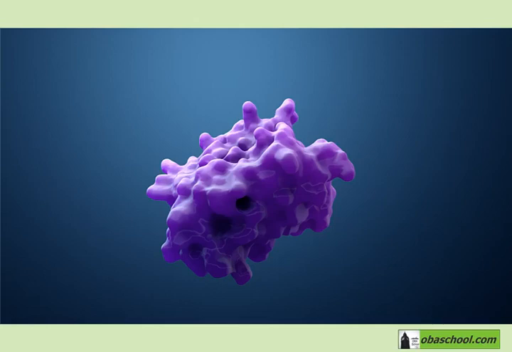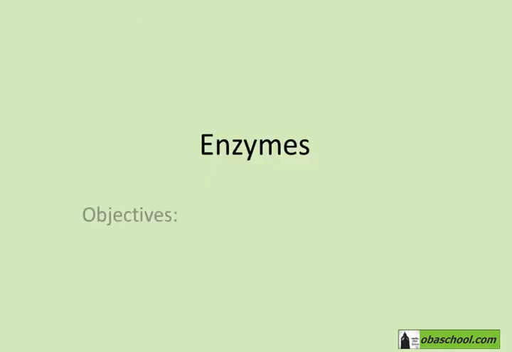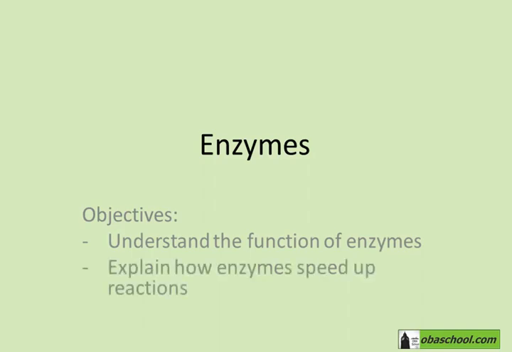We discussed proteins, and now we are going to limit our discussion to a specific type of protein, which are enzymes. The objectives of this video are to understand the function of enzymes, which is speeding up chemical reactions, and to understand how enzymes do this function of speeding up chemical reactions. So let's begin.